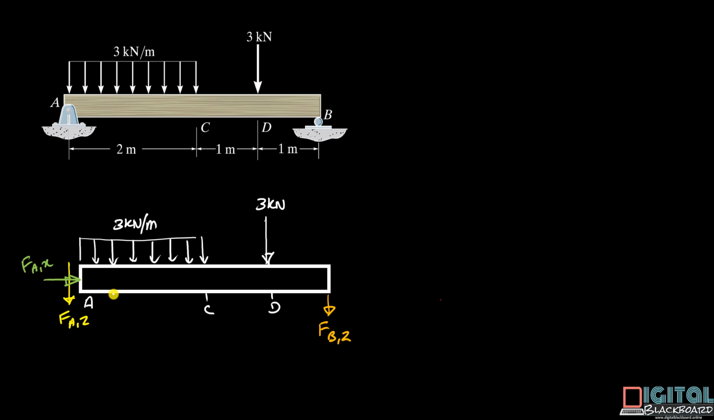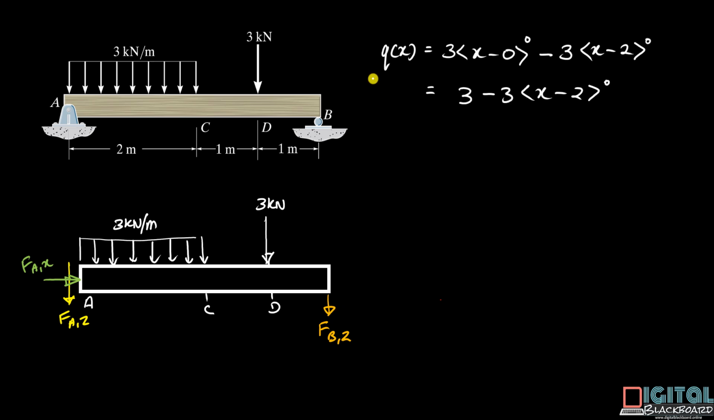The free body diagram of the beam is shown at the bottom. In addition to the distributed loading and the concentrated force, we also have the reaction forces at pin A, where Fax is the support reaction in the x direction, and Faz is the support reaction in the z direction at point A. Fbz is the roller reaction at point B in the z direction.